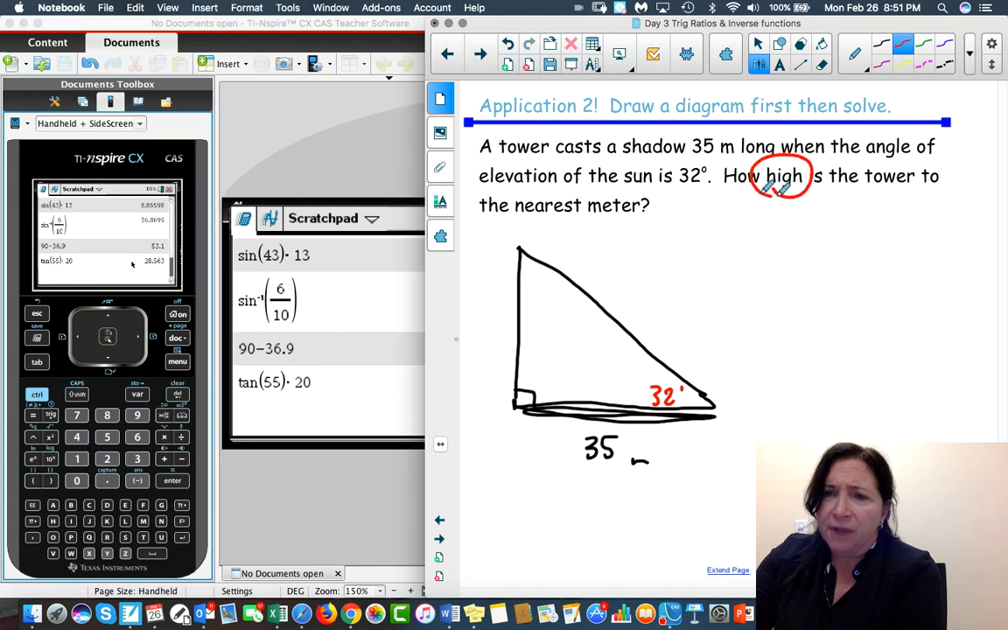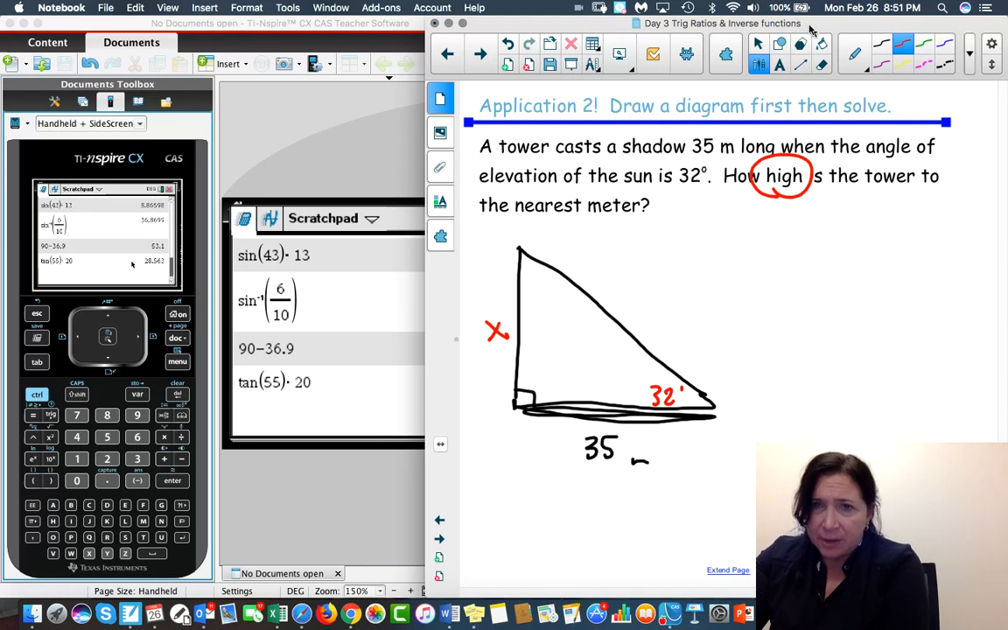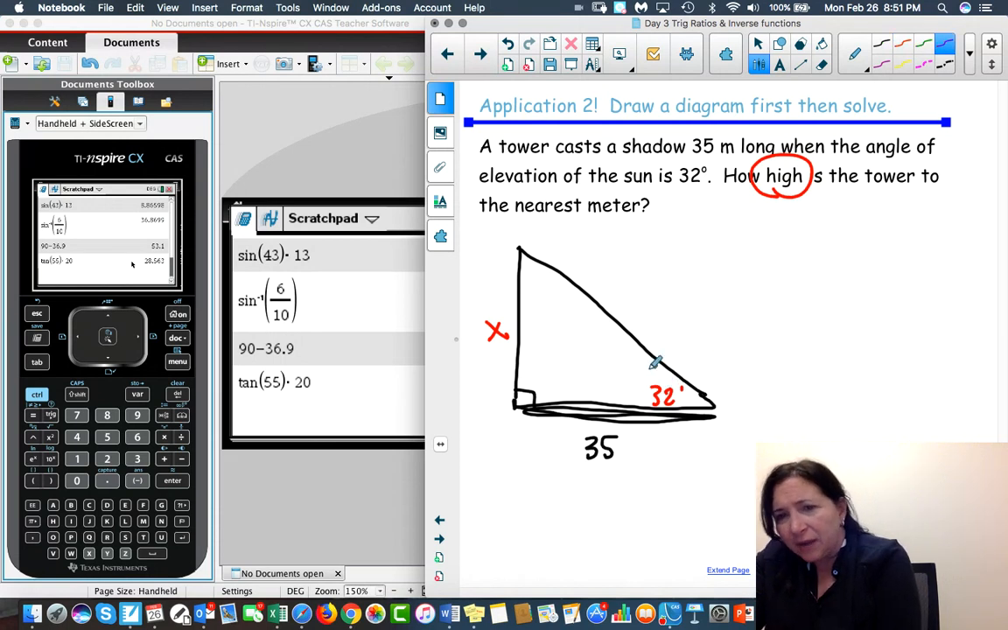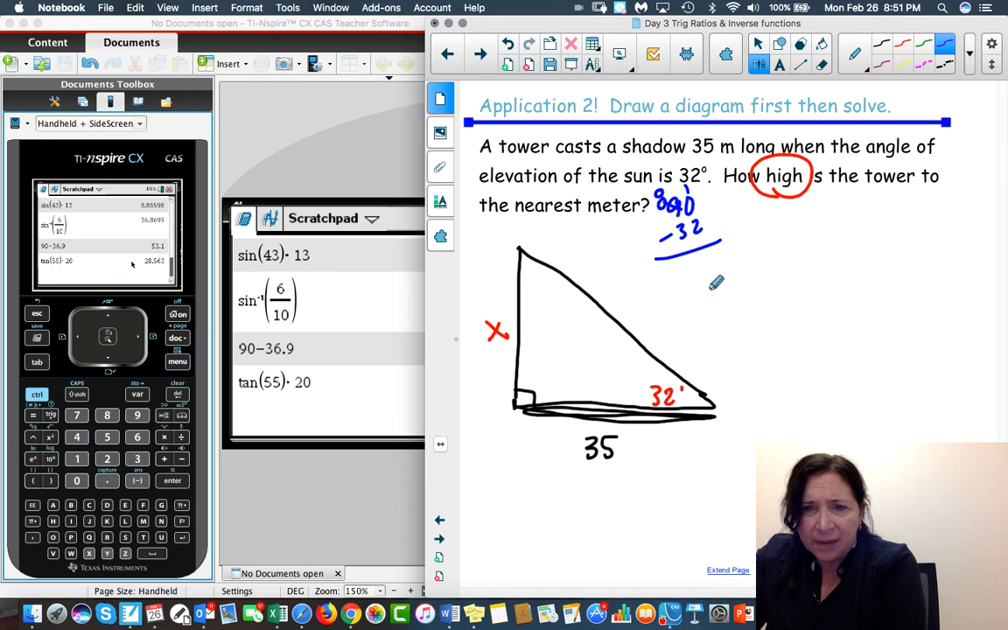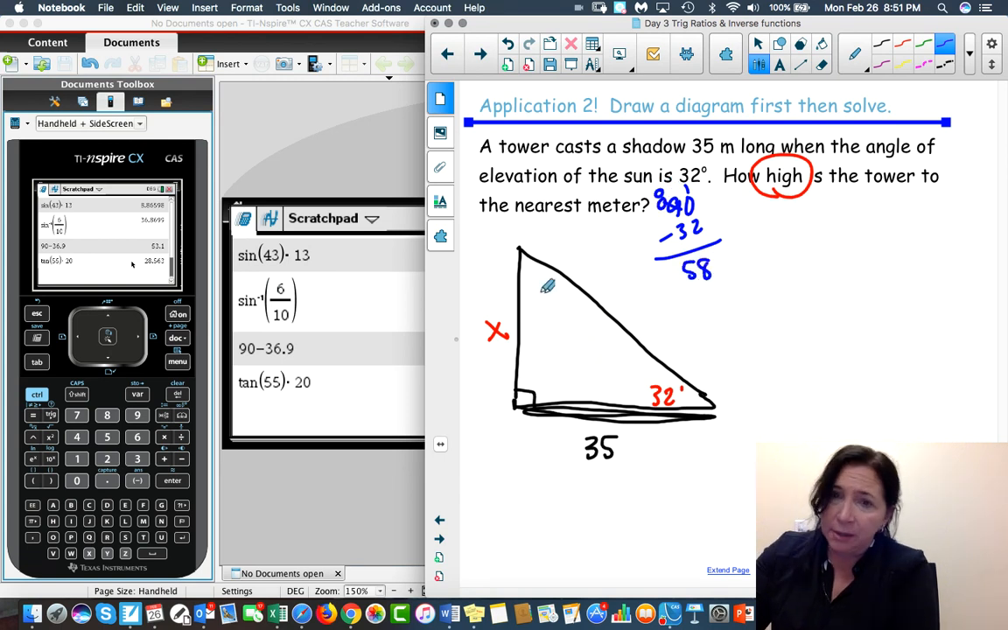Your job is to find how high the tower is. So you have to find x, okay? You have to find x. You have this angle. You actually also have this angle too, right? Because you know that if that's 32, this angle here has to be 90 minus 32, right? Because this angle and this angle add up to be 90 degrees. So just subtract. I mean, I guess you could use your calculator or your brain. You've got 58 degrees there.